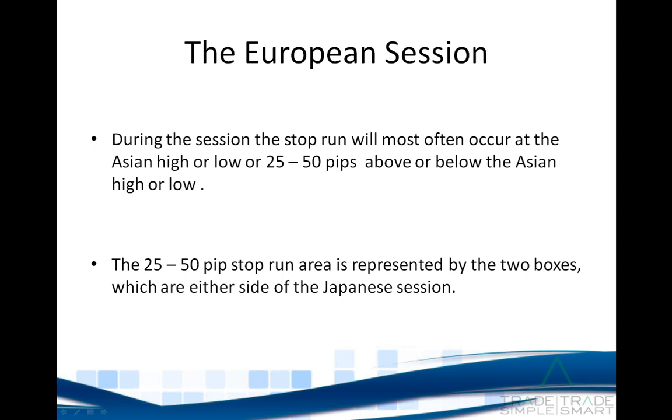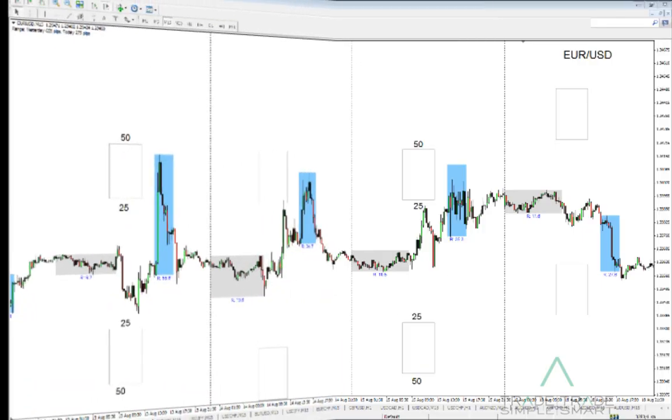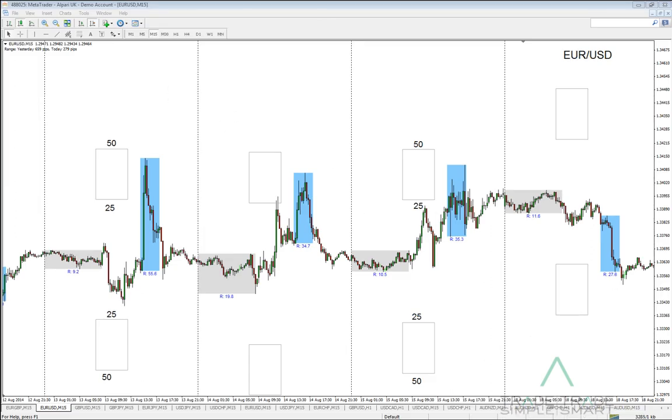Now, on the chart, the 25 to 50 pips stop run area is represented by the 2 boxes which are either side of the Japanese session. And you may have noticed these empty boxes throughout the course, and they're simply marking the 25 to 50 pip region above or below the Asian session. So on this euro dollar chart, we can see that we have 2 boxes which sit either side of the Asian high and low, and all these boxes represent is the range of 25 to 50 pips above or below the session.